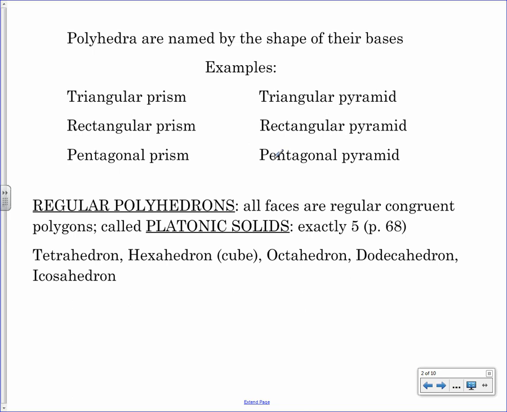Yeah, page 68. I think it's in the lower left. I think all these are in a list. So those are our regular polyhedrons. Those are our platonic solids. That means all the faces are regular polygons.